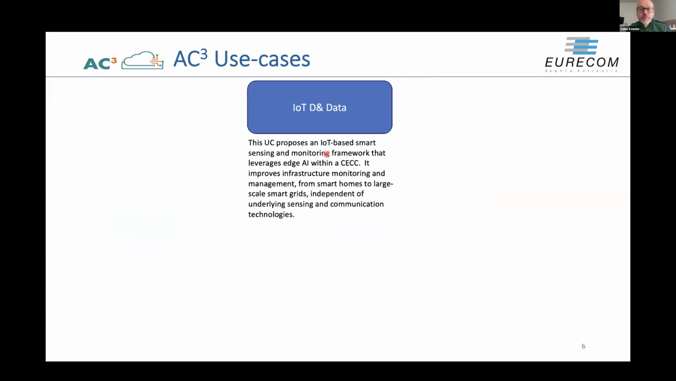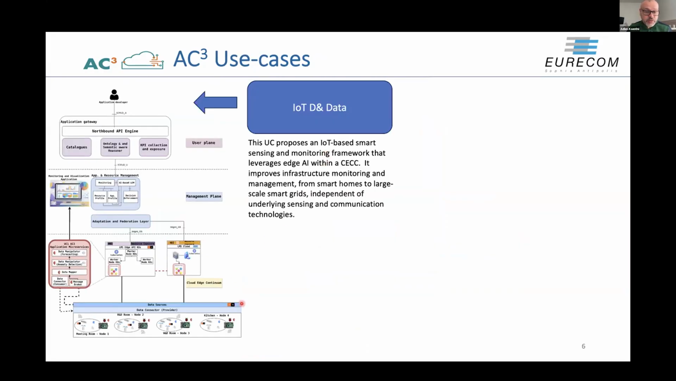So for the project, we are supporting 3 use cases. The first one is IoT and data. This use case proposes an IoT-based smart sensing and monitoring framework that leverages Edge AI within the Cloud Edge Continuum. So it improves infrastructure monitoring and management from smart home to large-scale smart grid, independently of the underlying sensing and communication technology. So this is the global architecture. We have sensors deployed over a building, and we allow an application developer to create its application and deploy it and connect to the data source, which are here.